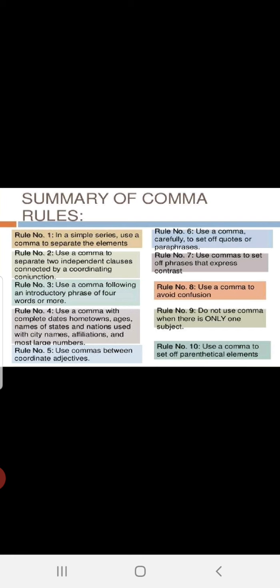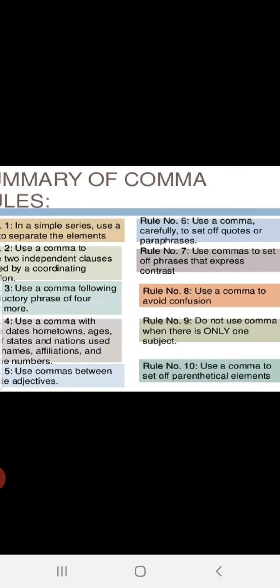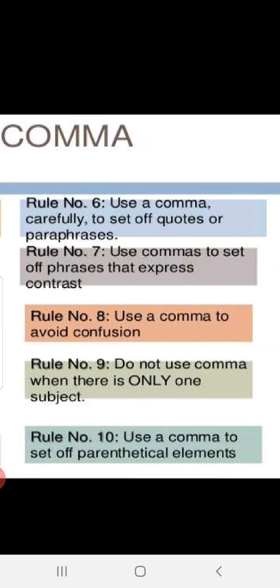Rule number 6: Use a comma carefully to set off quotes or paraphrases. Now here, use a comma carefully to set off quotes. It means when you are using quotes, after each quote you have to put a comma and continue. Once you finish writing the quote, when you enclose a quote in inverted commas, you should put one comma and write who said that or why you are writing that.